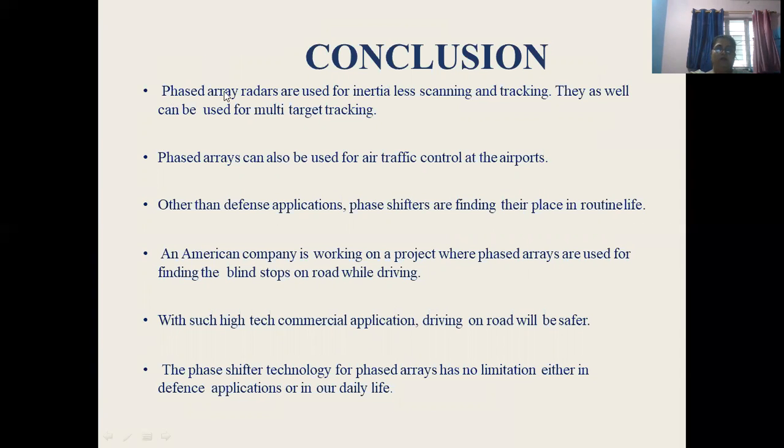Finally, the conclusion: phased array radars are used for inertialess scanning and tracking. They can be used for multi-target tracking. They can also be used for air traffic control at airports. Other than defense applications, phase shifters are finding their place in routine life. An American company is working on a project where phased arrays are used for finding blind spots on the road while driving. With such high-tech commercial applications, driving on the road will be safer. The phase shifter technology for phased arrays has no limitation, either in defense applications or in our daily life.